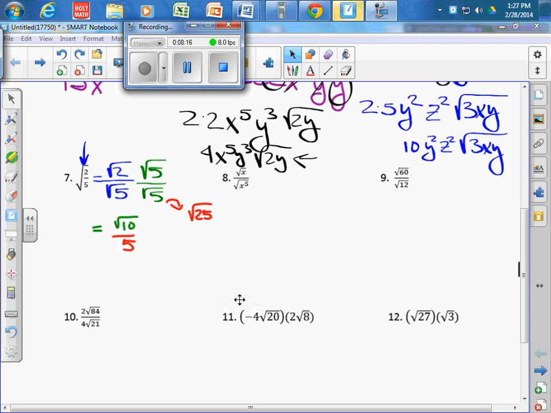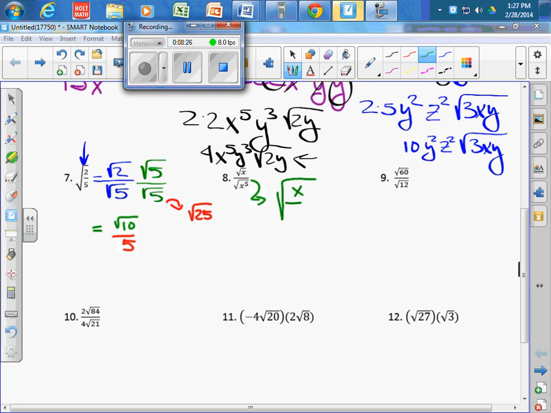In number 8, can you reduce this fraction? Yes, you can. This is actually one big radical sign, x over x to the 5th. How do you reduce x over x to the 5th? Keep in mind that x to the 5th means you have x times x times x times x times x. You have one x in the numerator that will cancel out one of them in the denominator, so you actually have x to the 4th in the denominator.